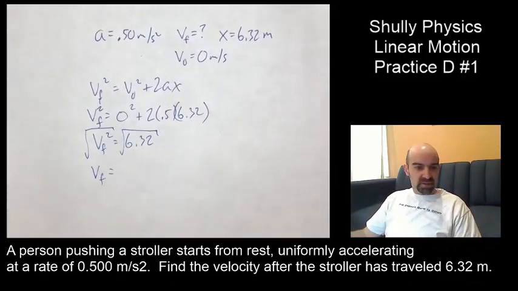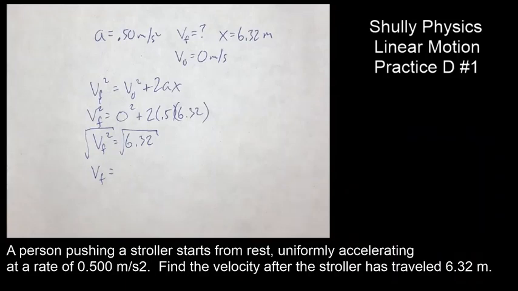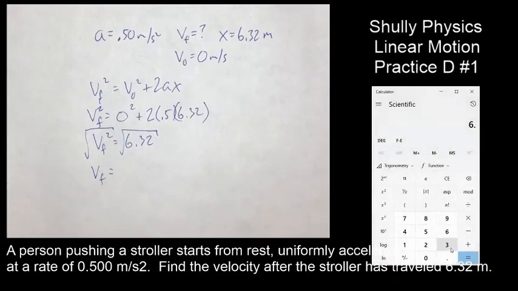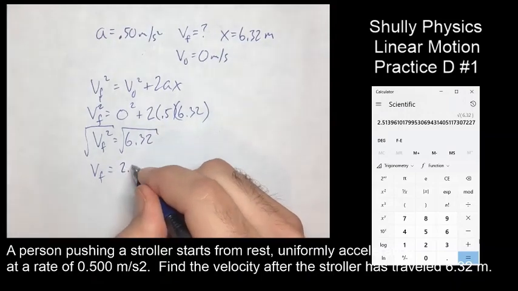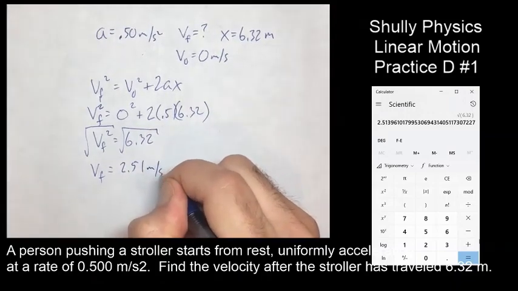So my calculator, let's bring that up, 6.32. And we're going to take the square root of it. On my calculator, I had to push second and square root of that. So it's 2.514. I'll just write 2.51 meters per second.